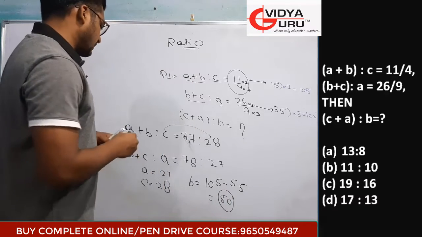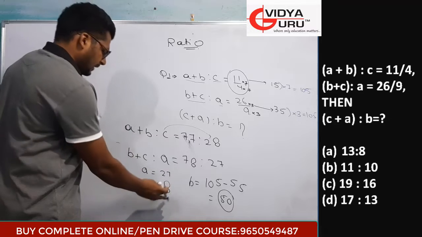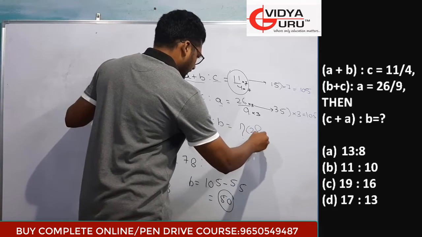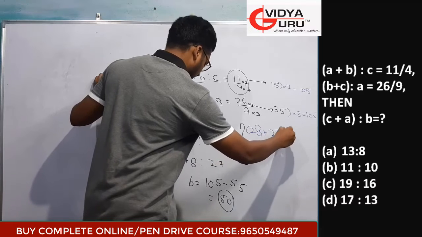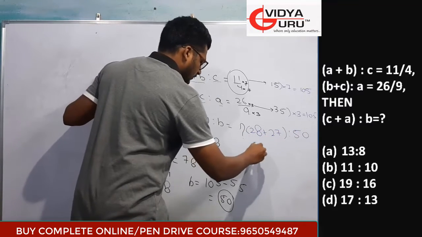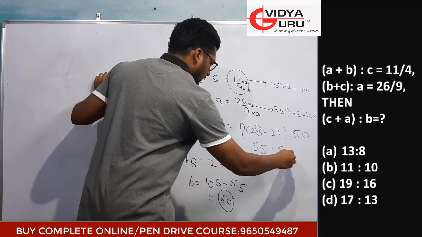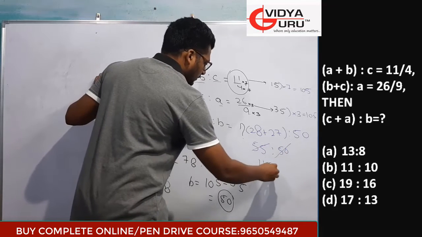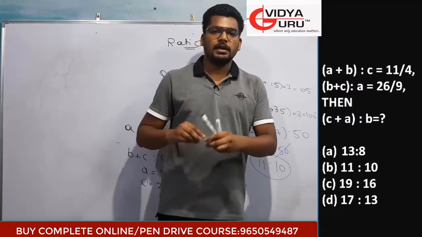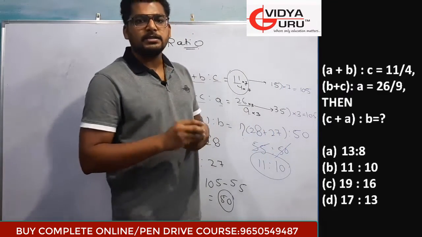What did the question ask me to find out? C plus A ratio B. That means 28 plus 27 ratio B 50. What is the value of this? 55 ratio 50, and the ratio will be 11 ratio 10. So option number B is the correct answer.